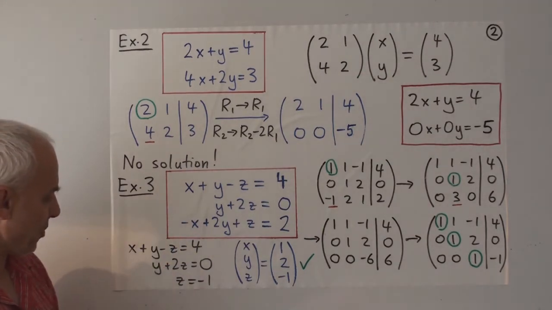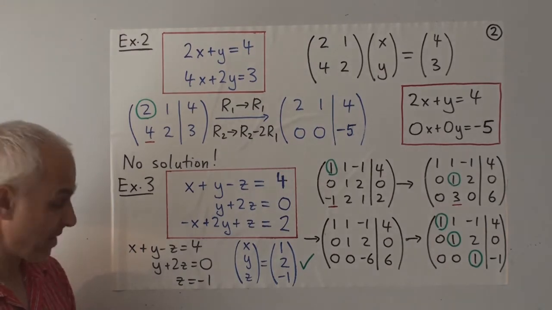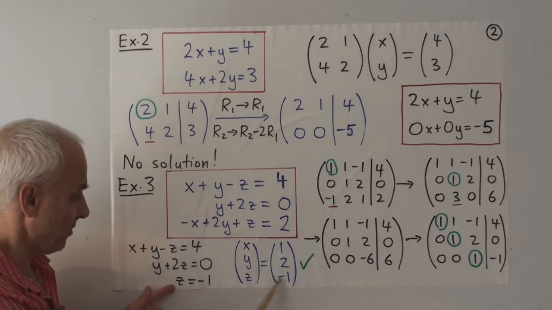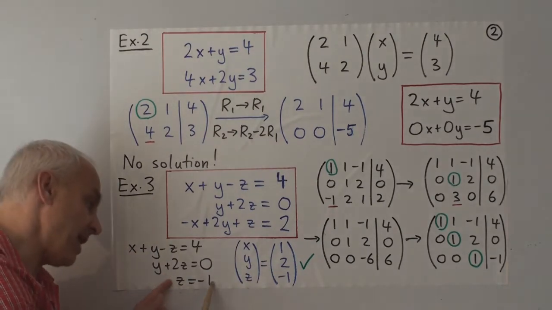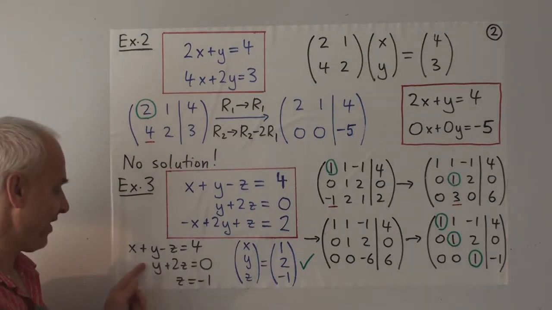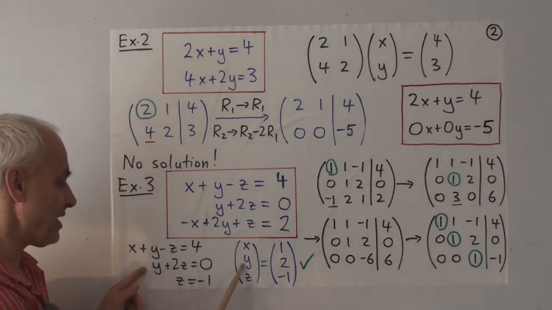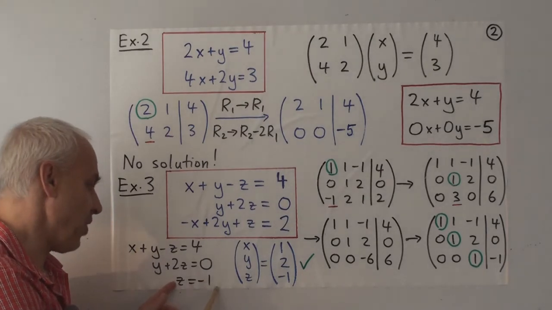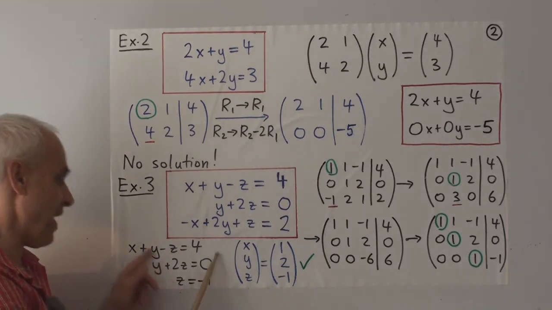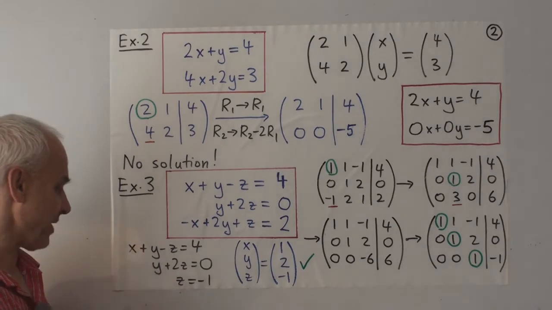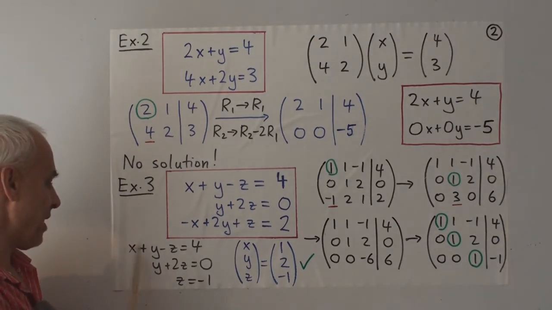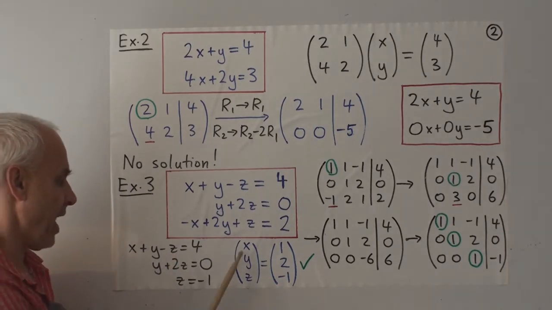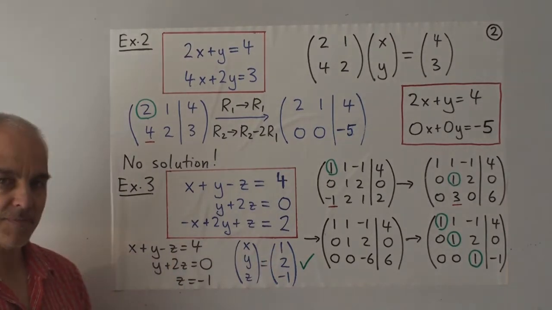Now, can we read off what the solutions are? We can, by starting with the bottom equation. So that's telling us z equals minus 1. And then once we know what z is, we can plug back into this equation so that y minus 2 equals 0. That means that y must be equal to 2. And once we know that z is equal to minus 1 and y is equal to 2, we can plug both of those values into the first equation and solve for x. So x plus 2 minus minus 1 is 4, and that means that x has to equal 1.